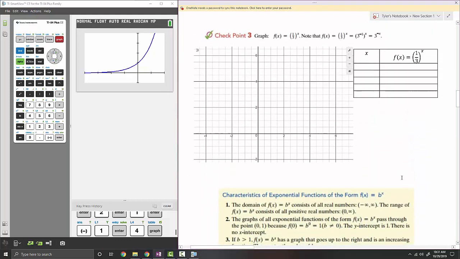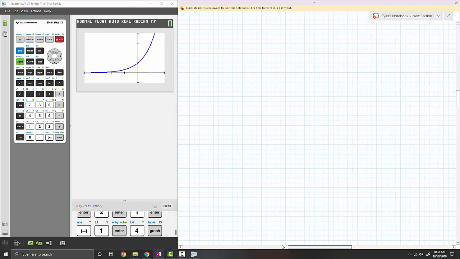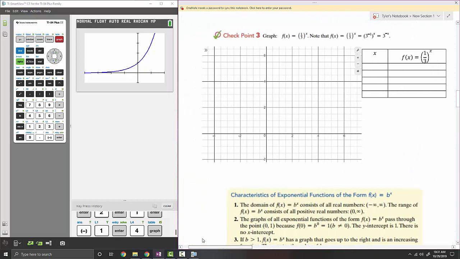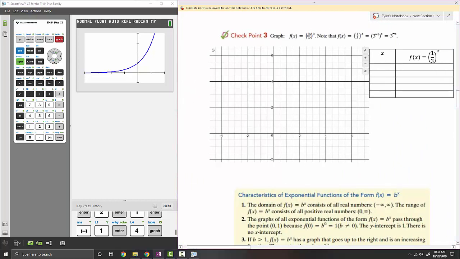All right. So then checkpoint 3 is very similar, right? We're asked to graph this function, 1/3 to the x. And one thing that it wants us to note is that 1/3 to the x power is the same thing as 3 to the -1 to the x, which is the same thing as 3 to the -x, right? So if you think about f of x equals 3 to the x, and let's say g of x equals 3 to the -x, right?